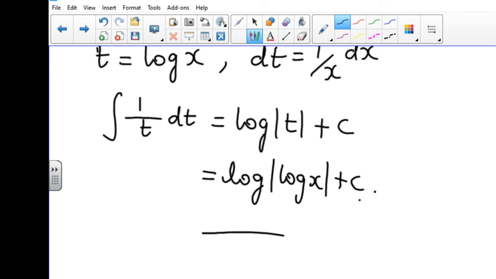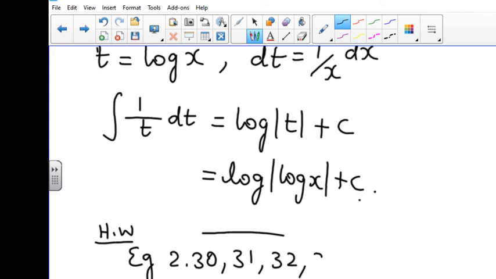Similar to this, you are having examples 2.30, 31, 32, 33, 34, 35. So similar to this, you can try the examples 30 to 35. Tomorrow let us continue the class.